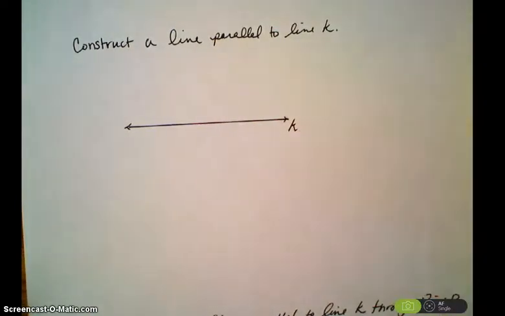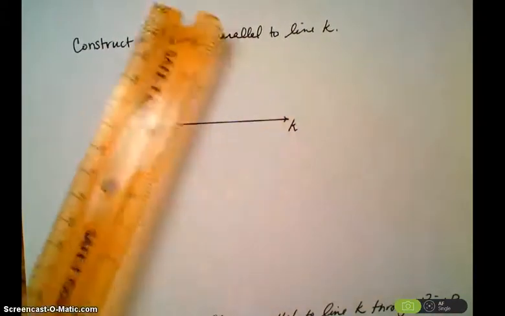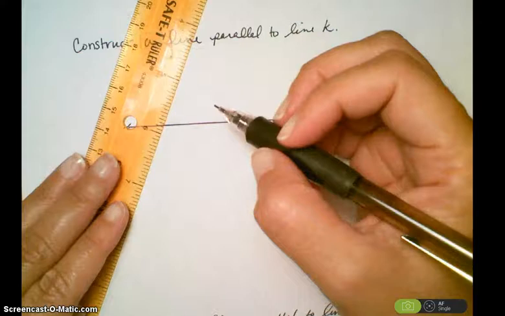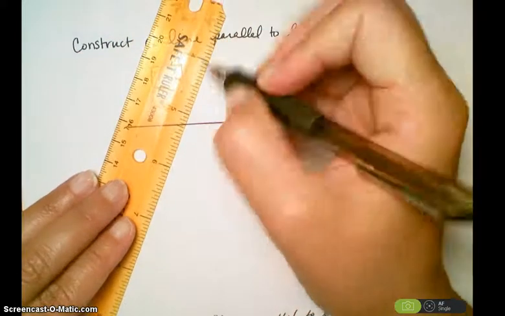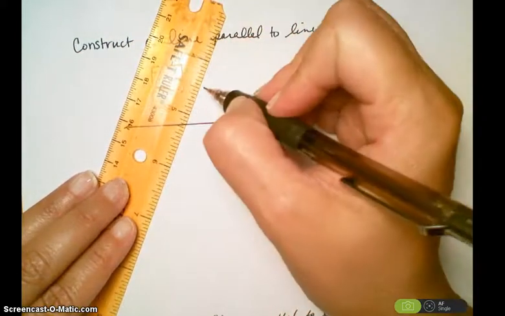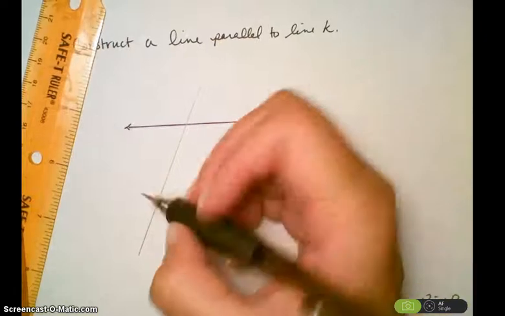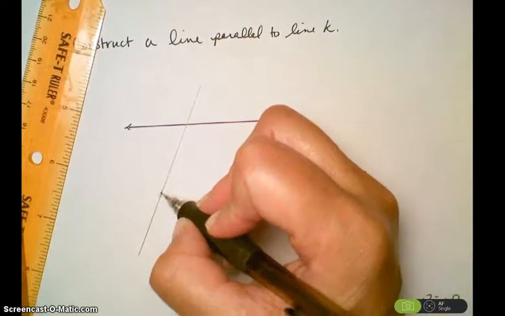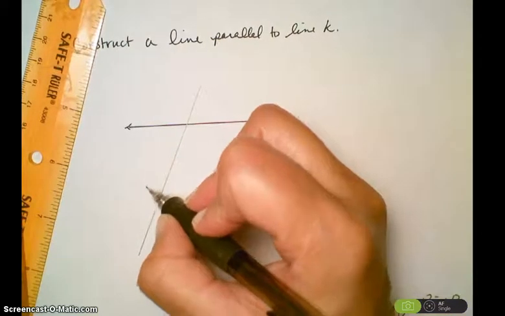Okay, so to do that, you want to take your straight edge first thing, and you're going to go ahead and draw any transversal that you'd like to draw. And we're going to go ahead and place a point P on that transversal.